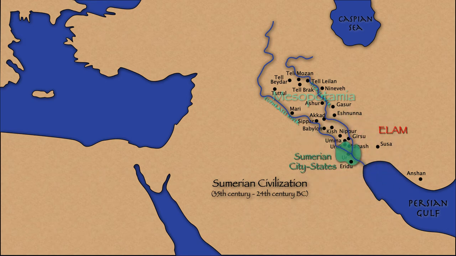Now it's going to change. Sometimes it's going to be this size, and it's going to develop and kind of move in shape. You can see Akkad, one of the cities in the central area just north of Babylon, is going to become an important city-state in the Sumerian area as well.